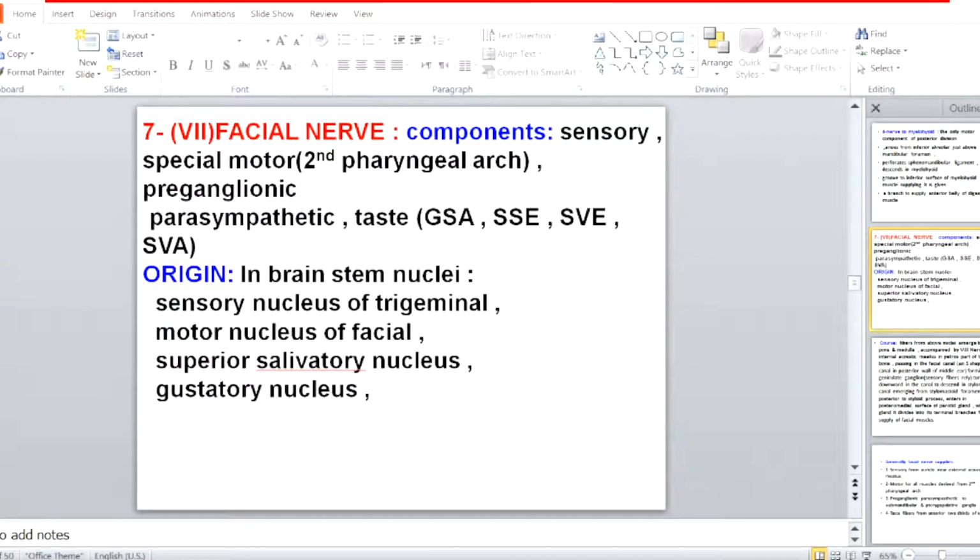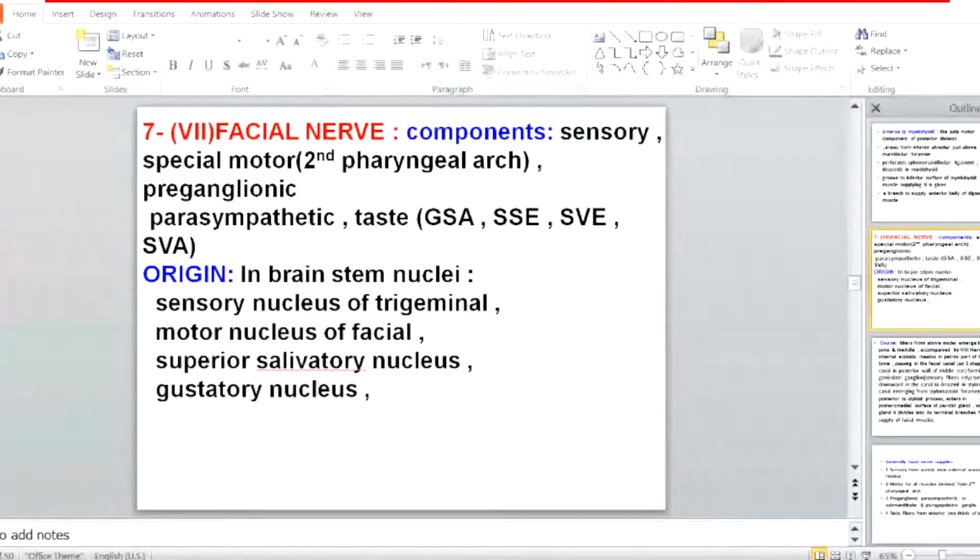2/3 of the tongue. So the 4 components are the general somatic afferent, that is sensory, with special somatic efferent, motor for the muscles of second pharyngeal arch, special visceral efferents, that's preganglionic parasympathetic fibers for salivary glands, and special visceral afferent fibers, that is the taste fibers.